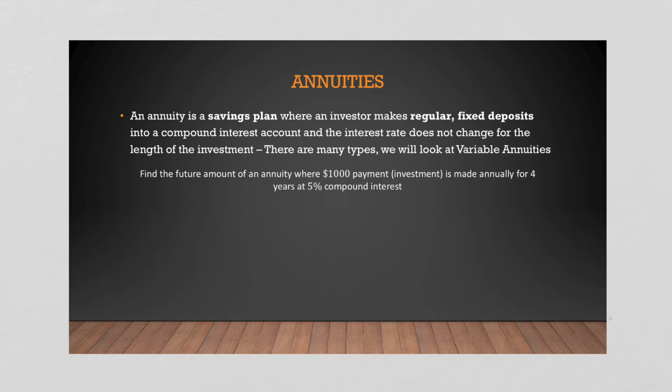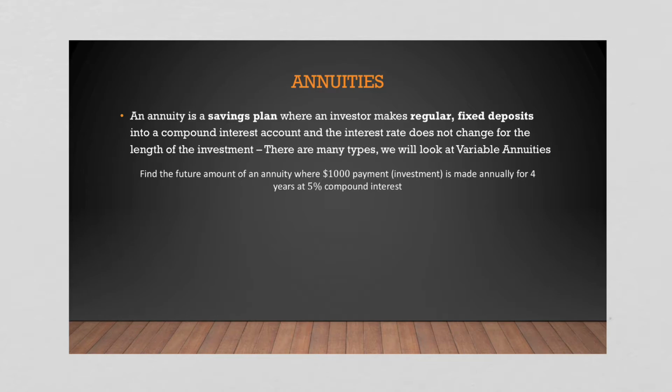So think every month you deposit $200 into an account that earns you compound interest. These are the ones that really take off. Now, an annuity is a type of savings plan, and we're going to look at what are called variable annuities. So now here's an example. Find the future amount of an annuity where you have $1,000 payments made annually for 4 years.